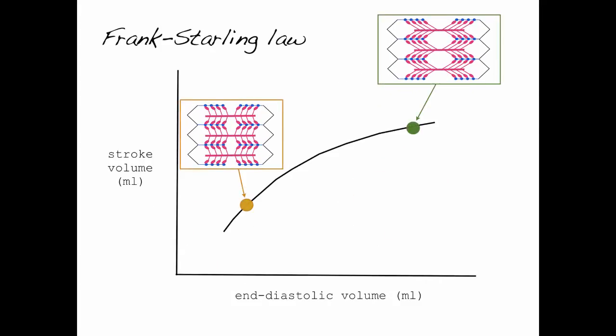We refer to this as the Frank-Starling law, so that a higher end diastolic volume, which results in a greater stretch on the myosin cross bridges, will result in a greater stroke volume due to the force exerted. In contrast, a lower starting end diastolic volume does not result in as much preload, and therefore there is a lower resulting stroke volume.